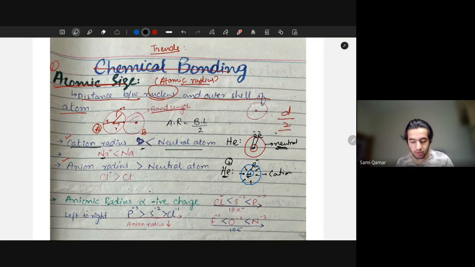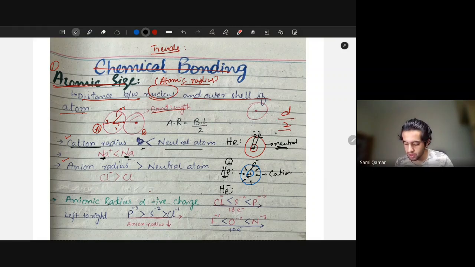Here we go for sodium. We have Na positive, and Na positive will have less radius, while sodium neutral will have more radius. Okay, now let's do another way for anionic radius. Now let's do it with black. Let's say helium gained one electron, although this doesn't matter because helium's duplet is complete, so let's take another one.